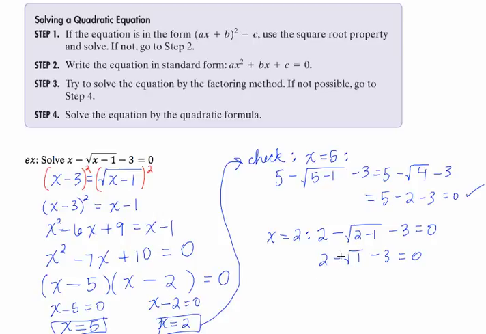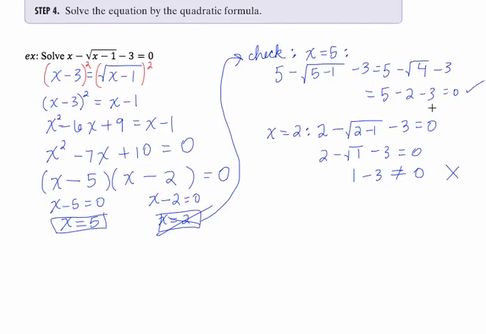Plugging that in, we get 2 minus radical 2 minus 1 minus 3 equals 0. That's 2 minus the square root of 1 minus 3 equals 0. 2 minus the square root of 1. Square root of 1 is 1. So that's 2 minus 1, which is 1, minus 3. 1 minus 3 does not equal 0. So that one does turn out to be an extraneous solution. So we'll cross that off. It turns out x equals 5 is the only true solution to this equation.